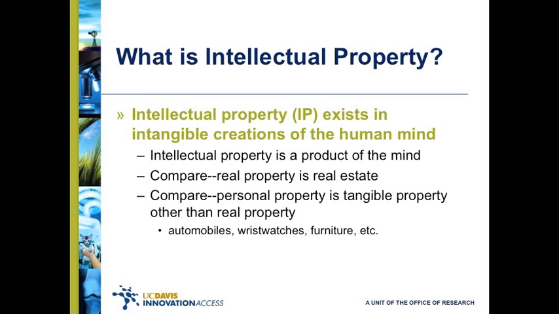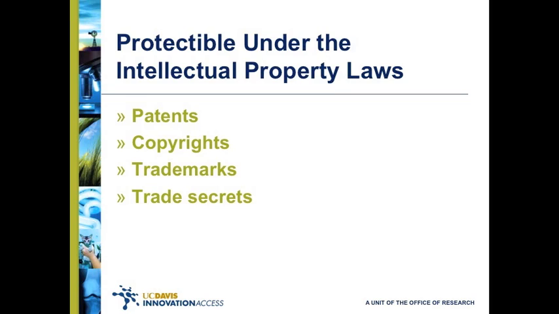Intellectual property is different than what's called real property, such as real estate. And it's different than personal property, such as automobiles, wristwatches, furniture, etc. For that reason, the protection of intellectual property has different legal considerations than real property and personal property. Intellectual property is protected under intellectual property laws. These laws relate to the various types of intellectual property, which are patents, copyrights, trademarks, and trade secrets.